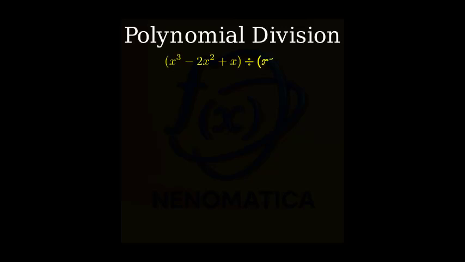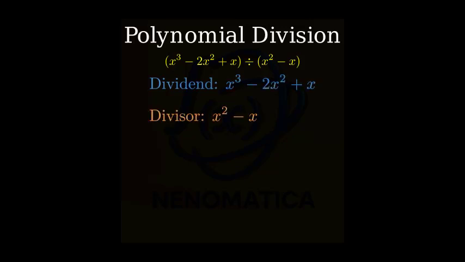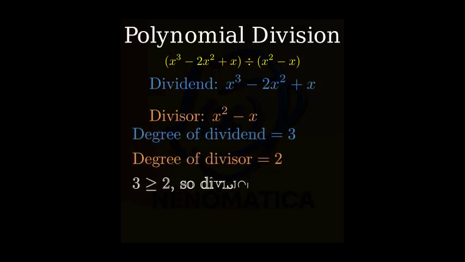Let's begin by writing out our polynomials in standard form. Step 1. Let's verify that both polynomials are in standard form with terms arranged in descending powers. The dividend is x cubed minus 2x squared plus x, and the divisor is x squared minus x. Let's check the degrees of both polynomials. The dividend has degree 3, and the divisor has degree 2.